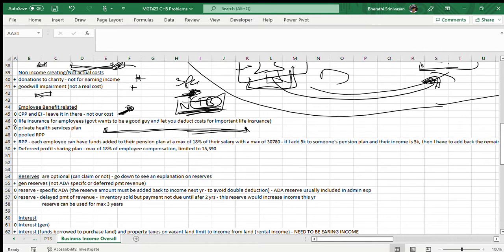Next is private health services plan. Same idea. Government wants to be a good guy. Pooled RPP, registered pension plan. Same thing. Our government wants to be a good guy.